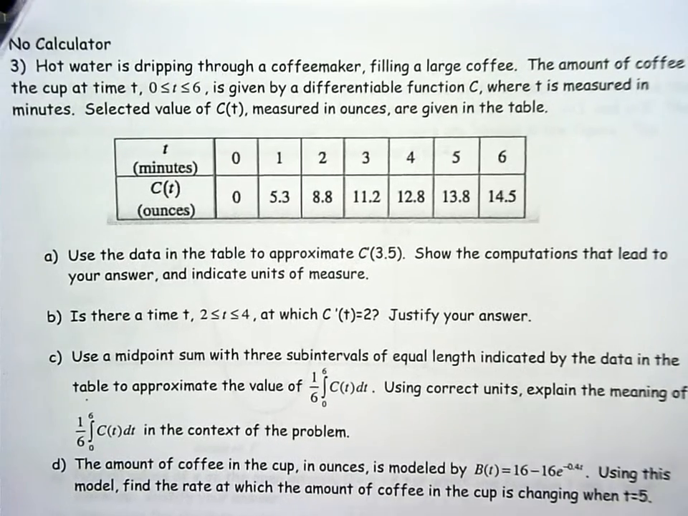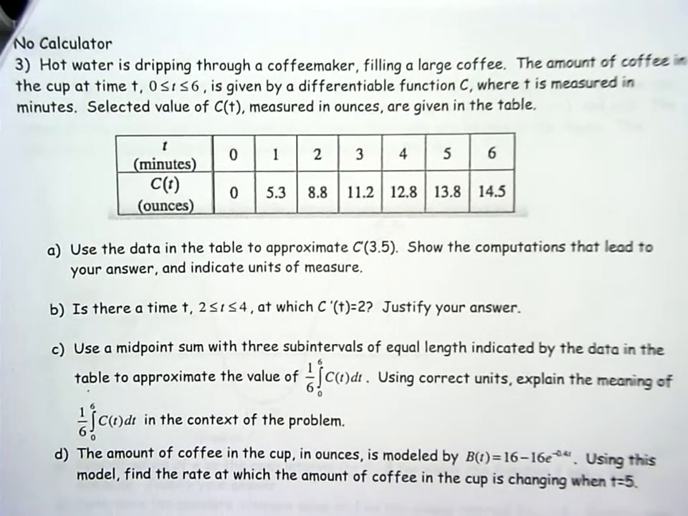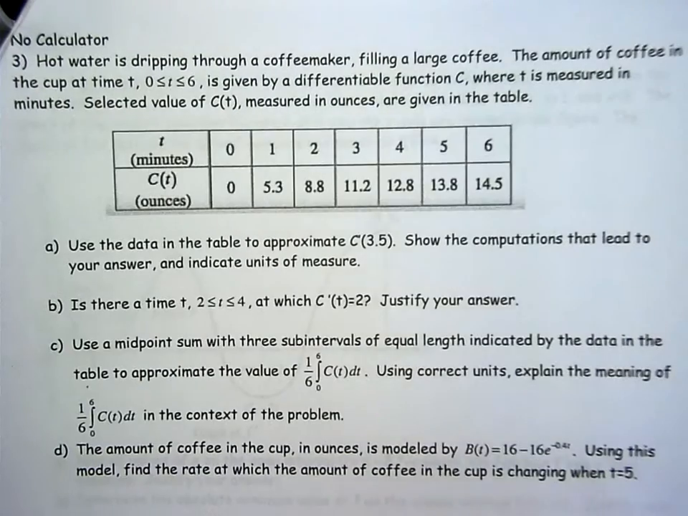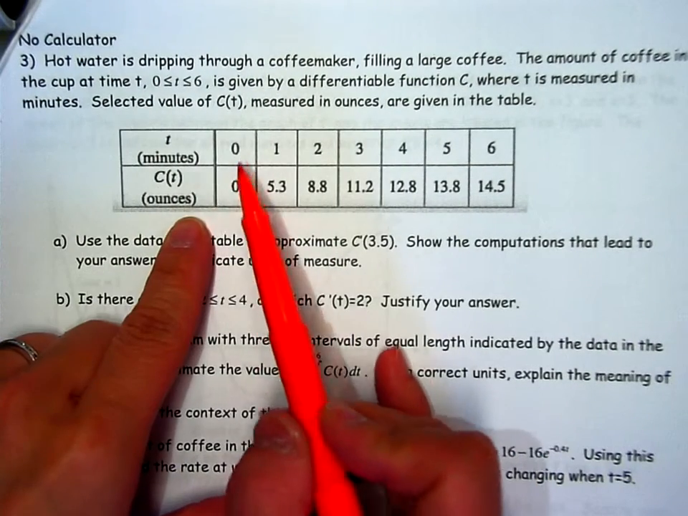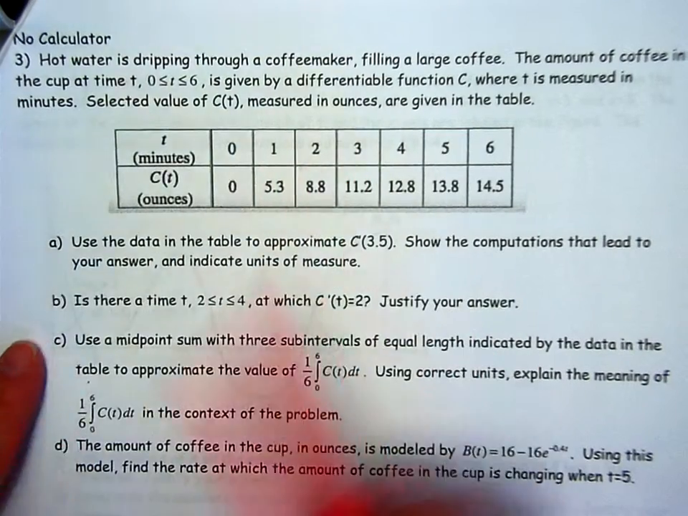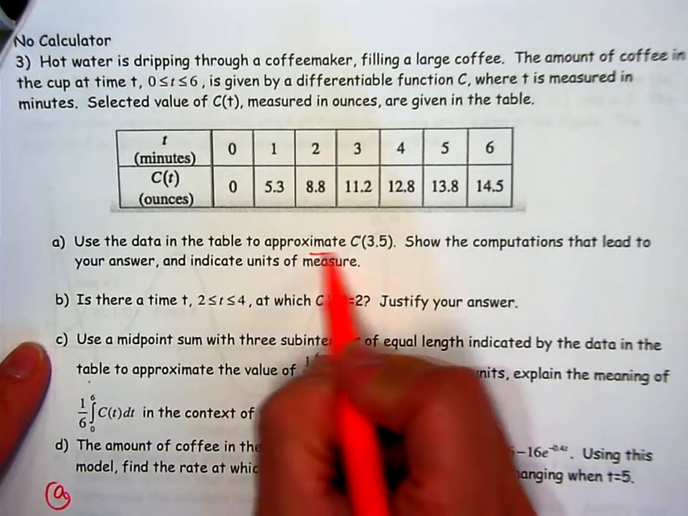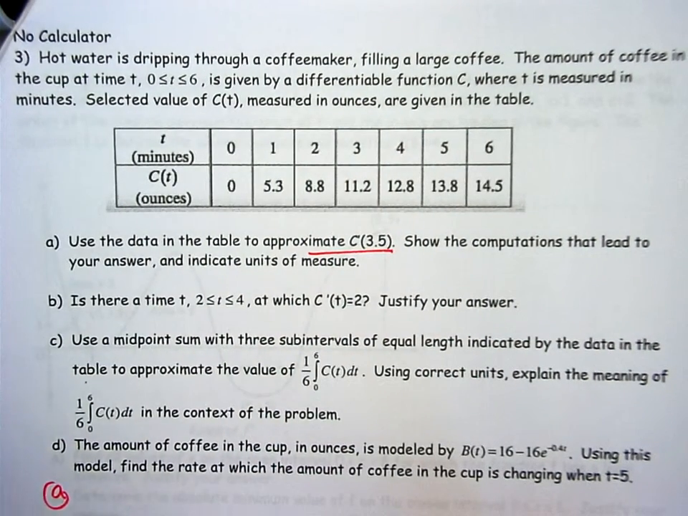Okay, this is your tabular problem. It's talking about hot water dripping through a coffee maker. It tells you the amount of coffee in ounces for different values of time. Okay, part A, approximate the derivative of C at 3.5.